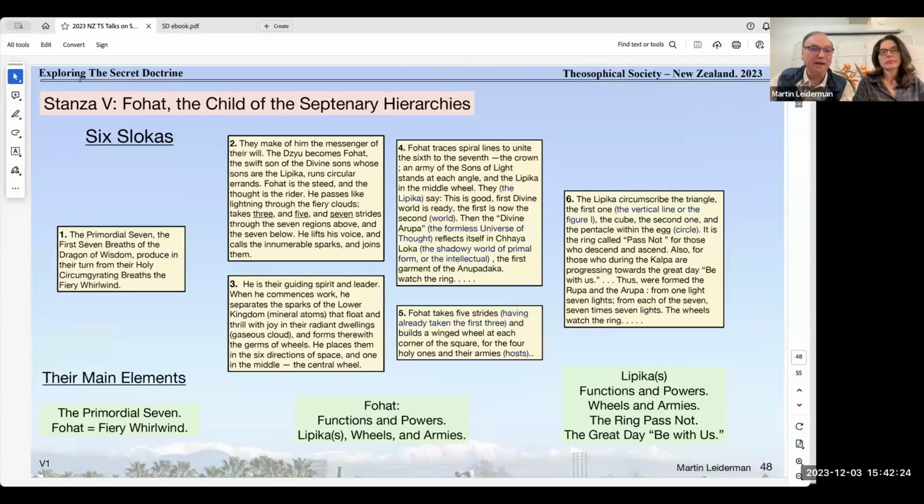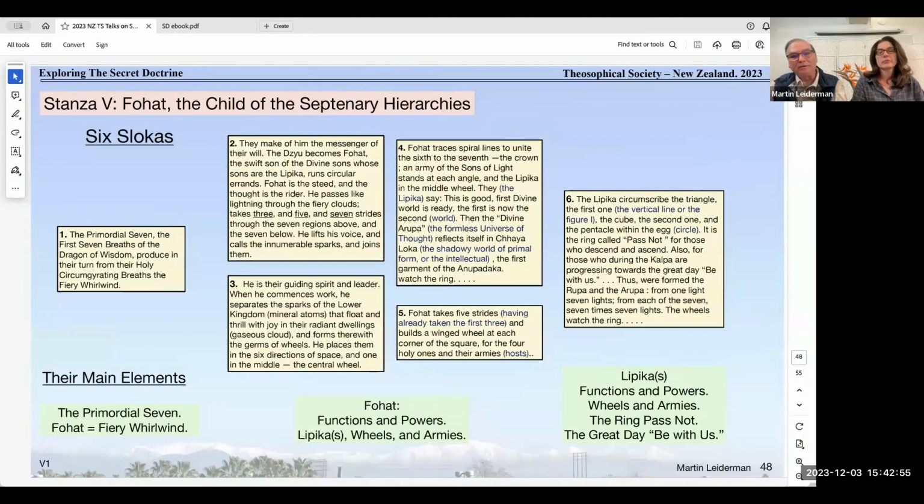For instance, in Sloka 1, the primordial 7, that came out from the Ah-hi in stanza 1. Number 3, the universal mind, was not there because these fellows were not there. This divine hierarchy was not there. See that? But she also introduces Fohat, the fiery whirlwind. In stanzas 2 to 5, we're going to find Fohat and Lipika.